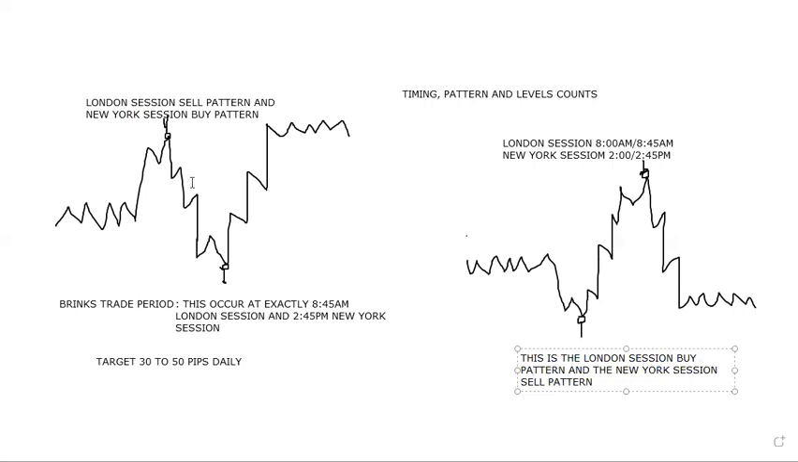So this is the London session buy pattern. This is the New York sell session. This is the London session and the sell pattern. This is New York. This is the London session buy pattern. And this is the London New York session buy pattern. And this is the New York session sell pattern. So this is the pattern that you want to have in your head when it comes to BTMM pattern formation.